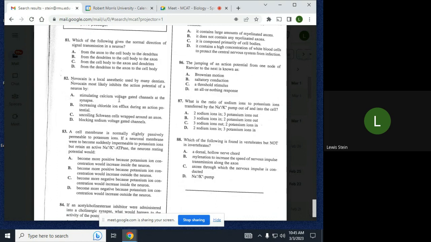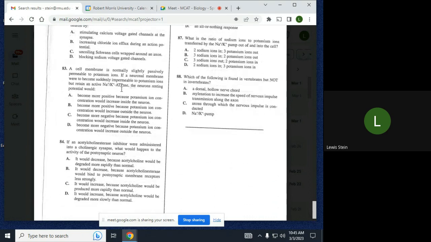Chloride ion efflux during an action potential, again, if anything, it would make the interior more positive, more likely to fire. Schwann cells wrapped, I don't know, they wouldn't have to do anything. Sodium voltage-gated channels, oh yeah. And that's the mechanism. We used to think years ago, and I would teach that, but we know better now, that it displaced the calcium. That was the original thought, that it was a displacement reaction, but now we know it's more about the voltage-gated sodium channels.